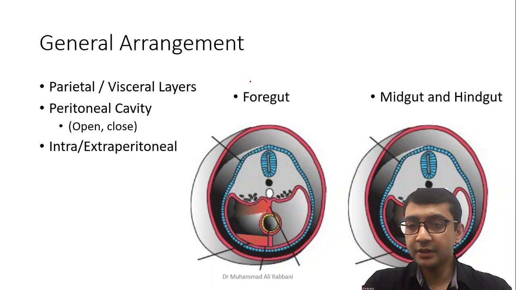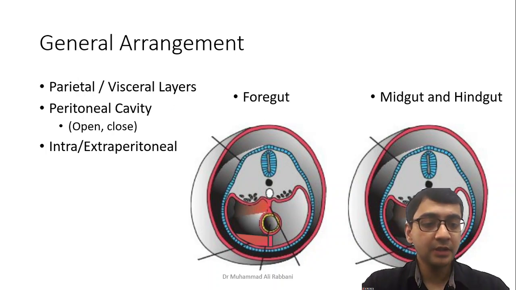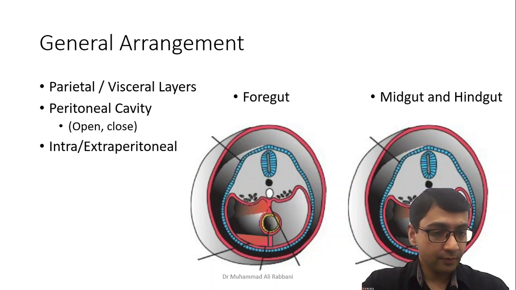This has been generally shown in the pictures, like you can see here. In the yellow color you can see the gut tube. The gut tube is being surrounded by this layer of membrane that is known as the visceral layer of peritoneum. Here all of the body wall is covered by the parietal layer of peritoneum.